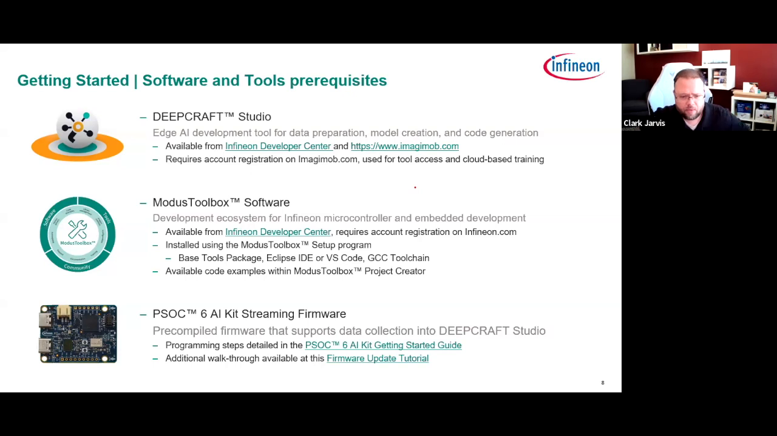And again, to reiterate, I think we've mentioned several times, you do need the latest PSOC 6 AI Kit streaming firmware. This is a pre-compiled firmware that supports the data collection into DeepCraft Studio. So two resources that you have: we do have the Getting Started guide that we talked about on the previous screen, as well as a firmware update tutorial. This is a quick little video that you can watch, and it'll walk you through the process of getting that updated.